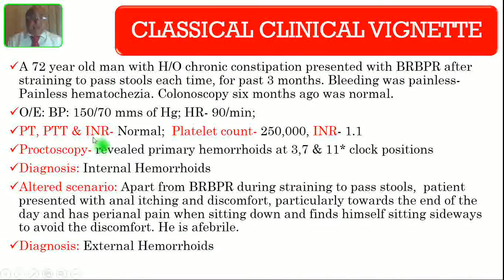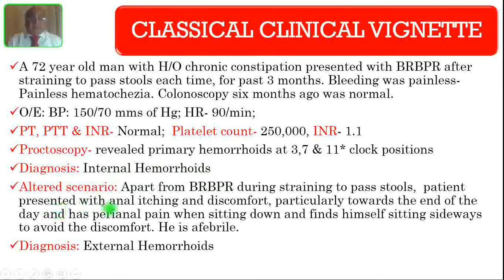PT, PTT and INR are normal. Platelet count is also normal, and the INR is 1.1, that is within normal limit. The proctoscopy revealed primary hemorrhoids at 3, 7 and 11 o'clock positions. So the diagnosis is straightforward. It is a case of internal hemorrhoids.